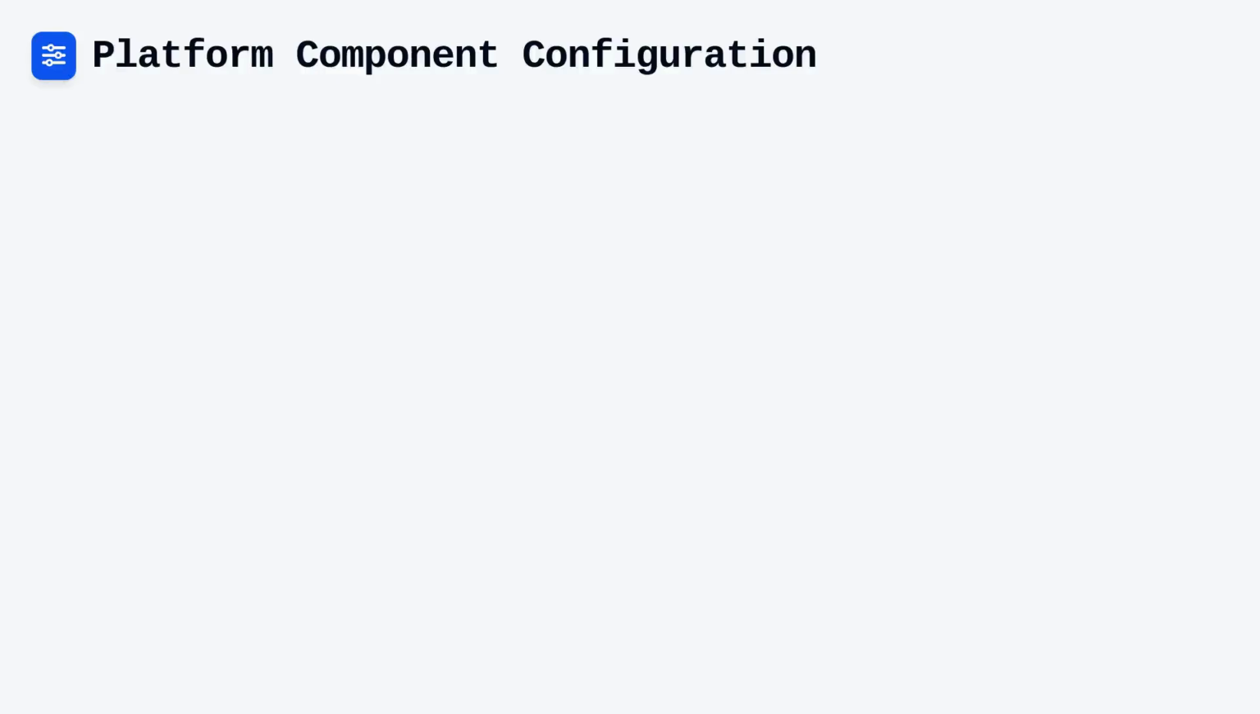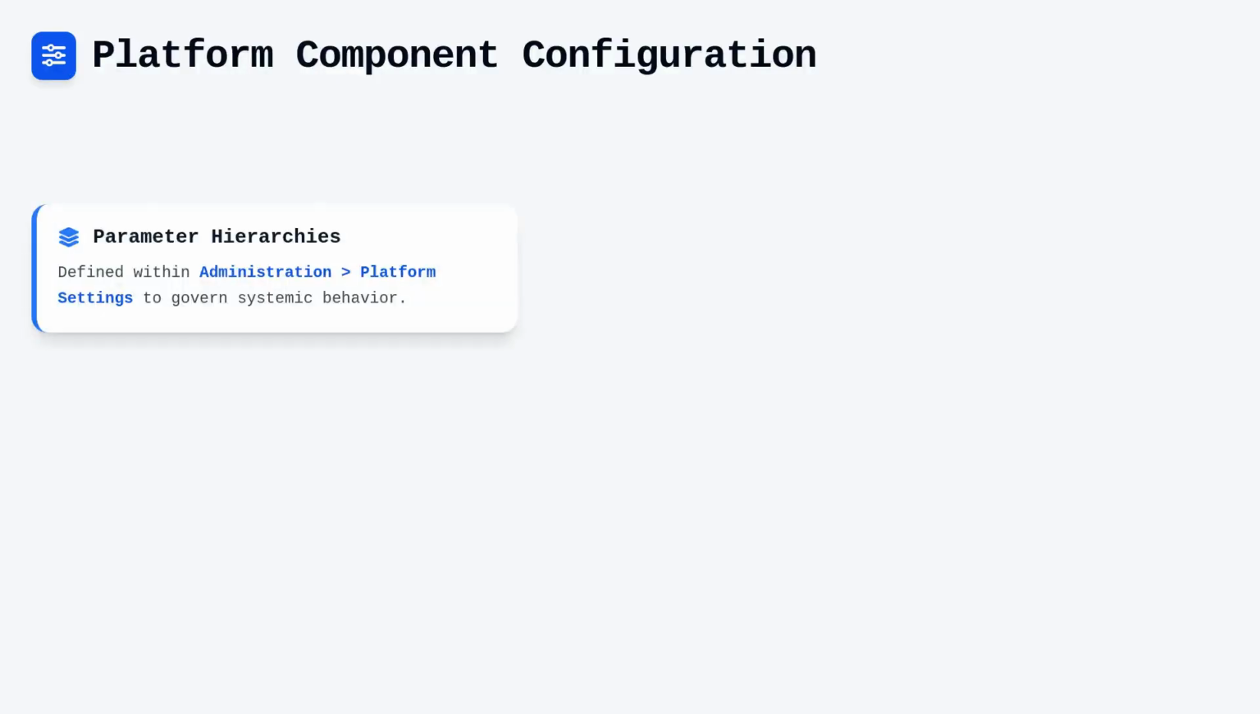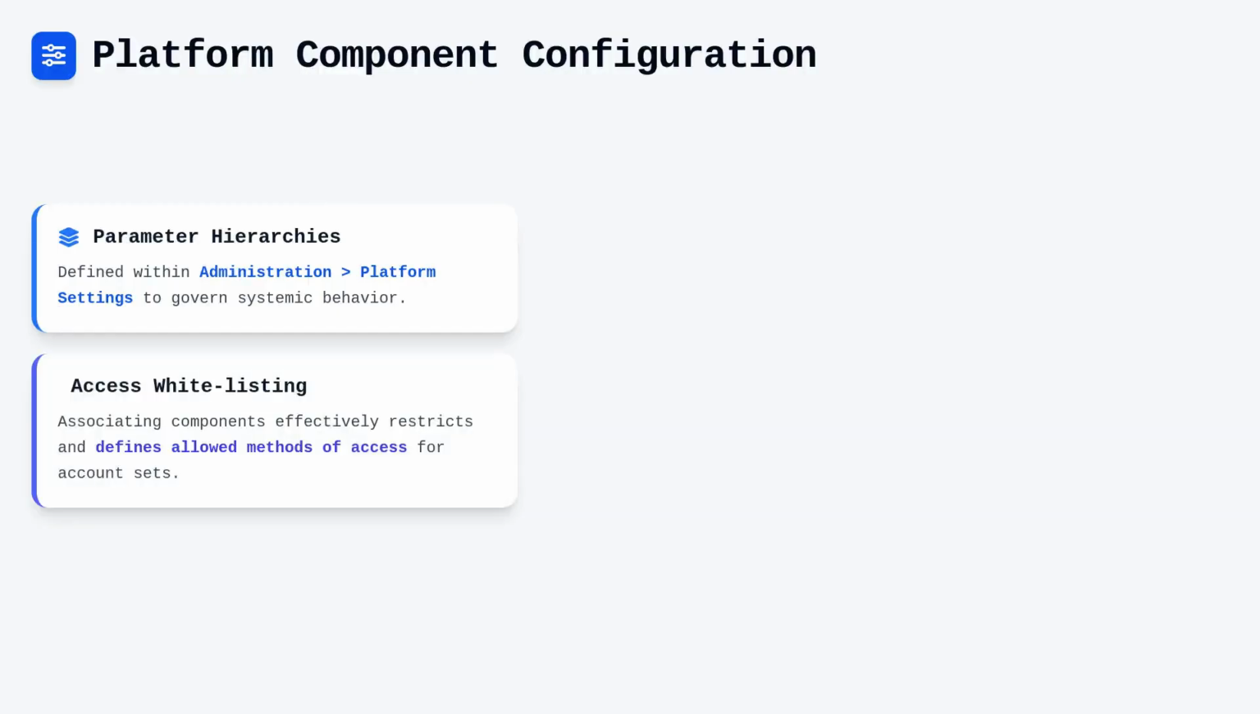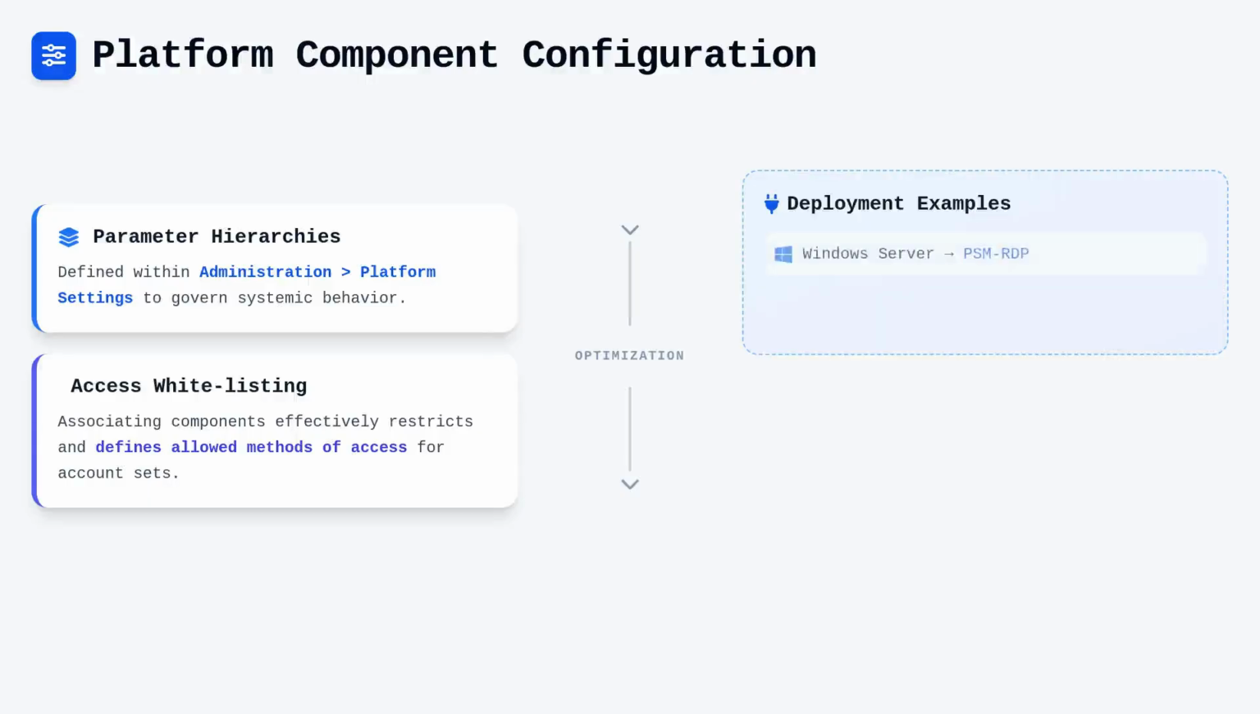Configuring these components requires a solid understanding of the parameter hierarchies defined within the platform settings in the Administration tab. When we associate components with platforms, we are effectively whitelisting the allowed methods of access for that specific set of accounts. If a platform is configured for Windows Server Management, it is typical to see PSM-RDP enabled, but you might also opt to enable PSM-Web if you are facilitating access to cloud-based management consoles.